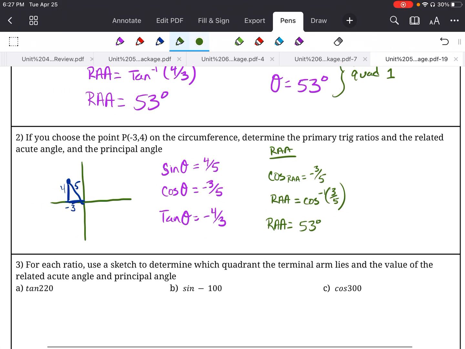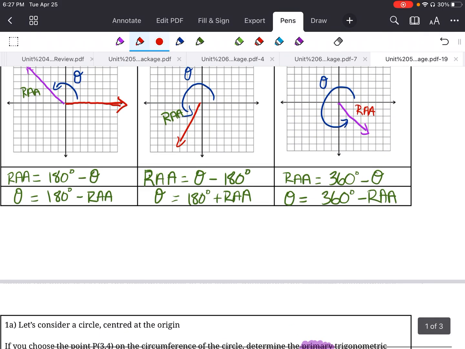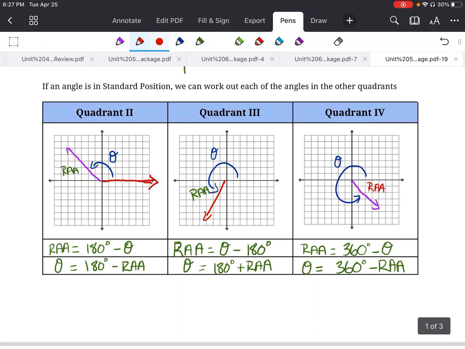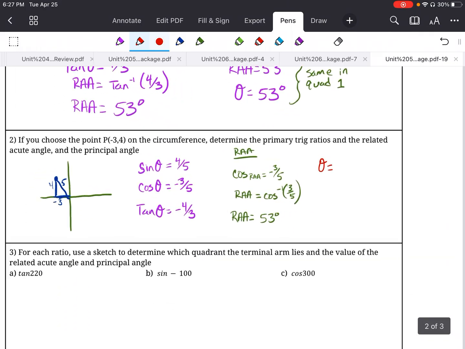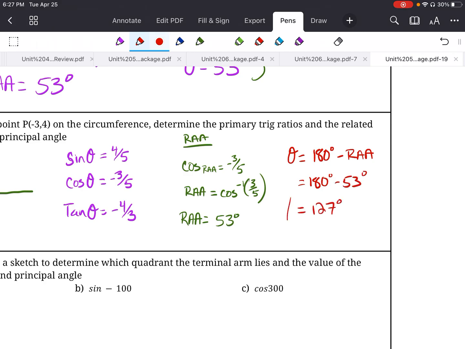But this time, because our terminal arm is not in quadrant 1, we actually have to do something to figure out the principal angle. So it's in quadrant 2, so we look in quadrant 2 to figure out the principal angle. It is 180 degrees minus the related acute angle. So 180 minus 53, and we get 127 degrees.